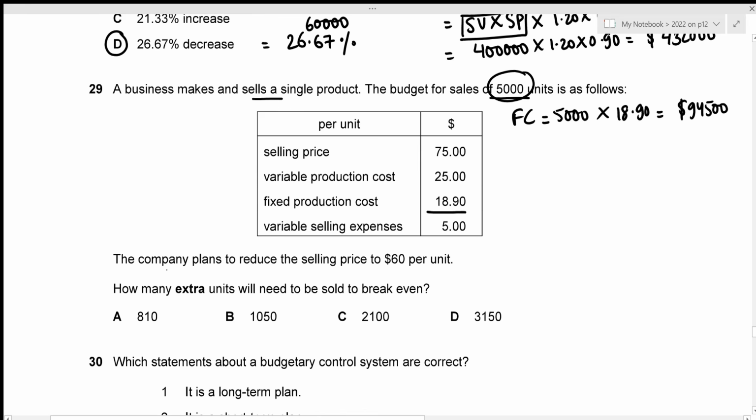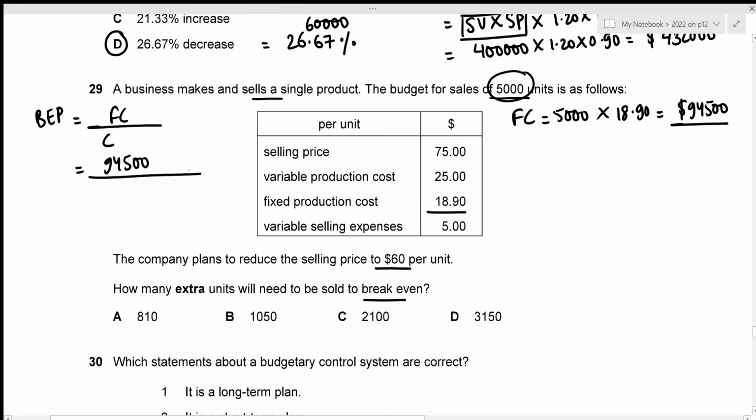All right. Now the company plans to reduce the selling price to 60 per unit. How many extra units will need to be sold to break even? Let's figure out the break even for the given information. Remember that the formula for break even point is just the fixed cost divided by contribution per unit. We already figured out our total fixed cost to be 94,500.